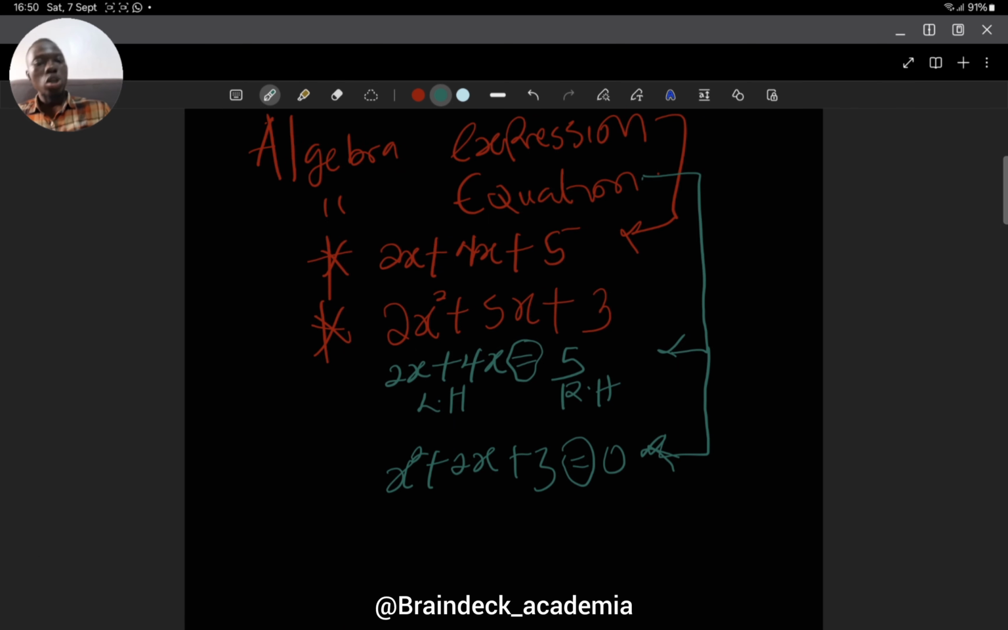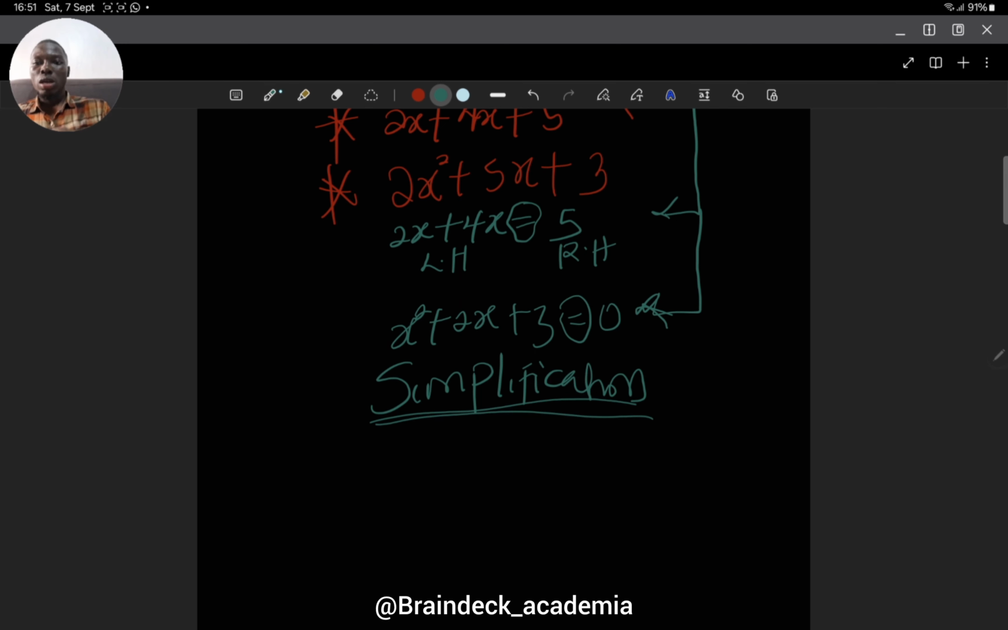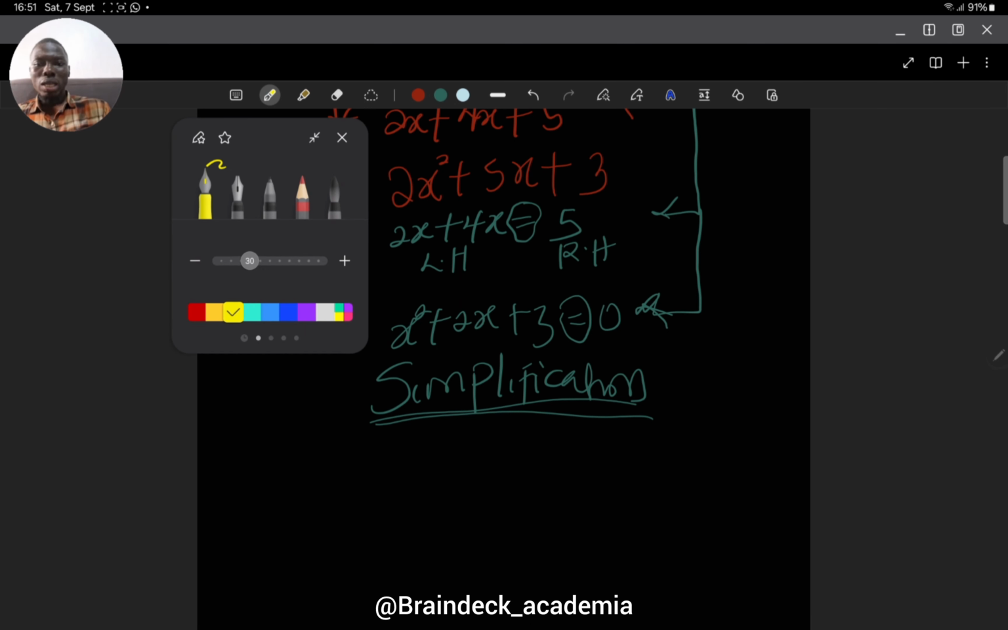But what I want to teach us today is how to simplify algebra expressions. So, simplification of algebra expressions. I'm sure we all know what simplification is, but for the benefit of those that don't understand what simplification means, to simplify just means to solve to the lowest point whereby there is literally nothing that can be done to that question. Do you get that?